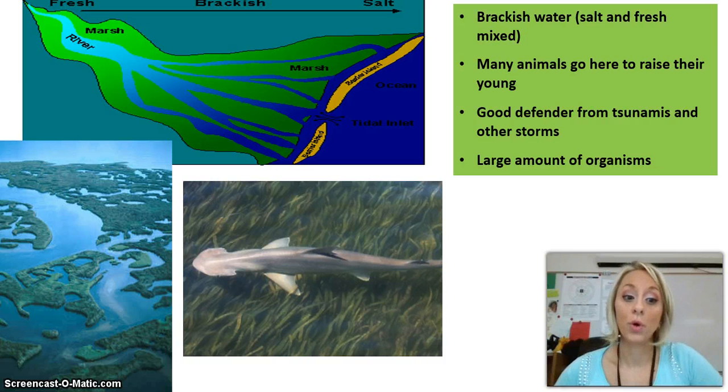Estuaries are also important for us because they are good defenders from tsunamis, storms, hurricanes. The water and the makeup of the estuary can stop those big waves from coming towards where homes and people are. So estuaries are very important to us as well.